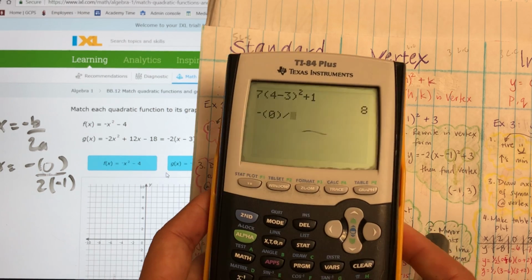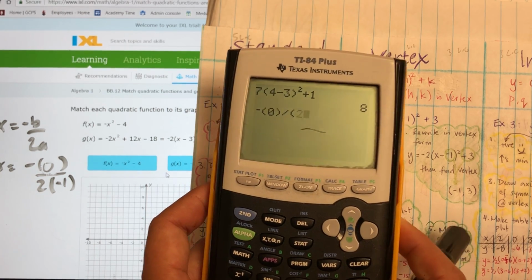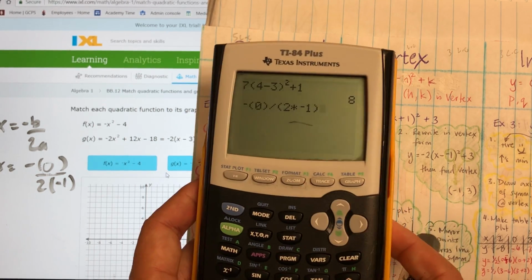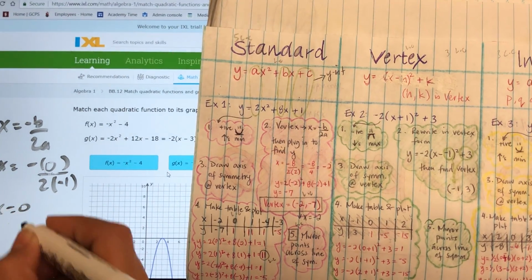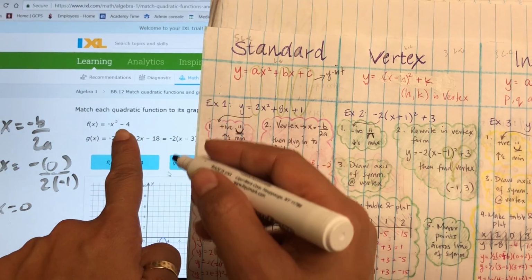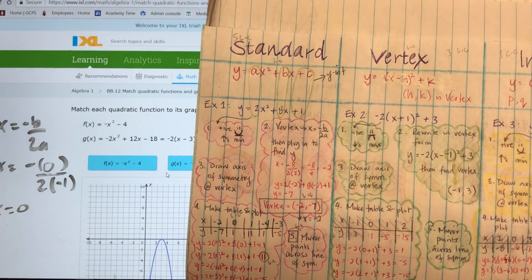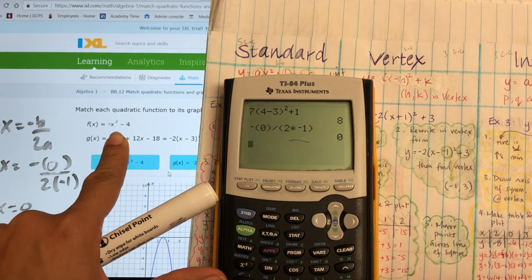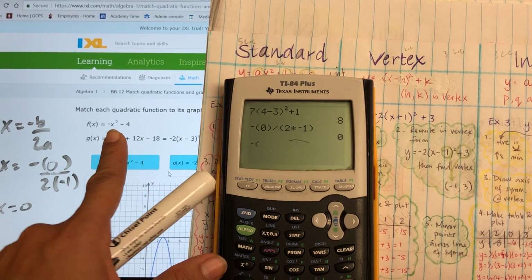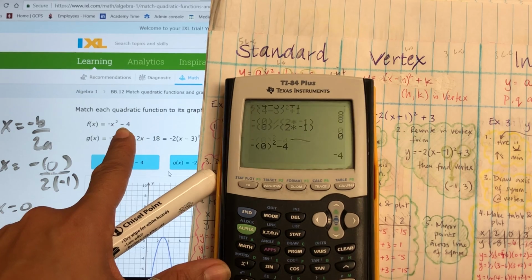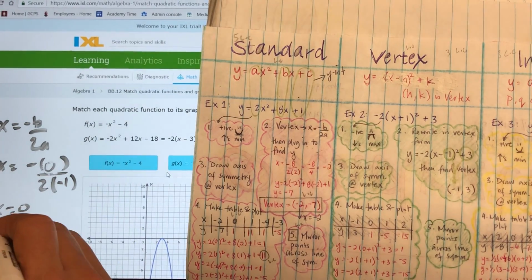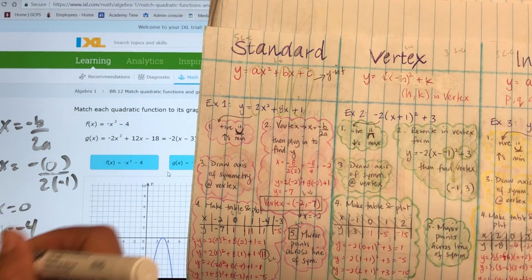Then divided by, parentheses, 2 times negative 1 is going to give me 0. So x is equal to 0. Then you plug that back in to find y, right? So I'm going to plug it back in. So I have negative, and then I have x, which is 0 squared minus 4. So my y is negative 4. So that graph is 0, negative 4.